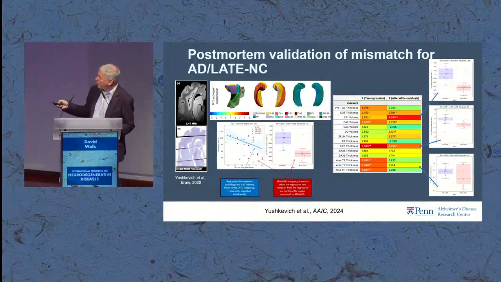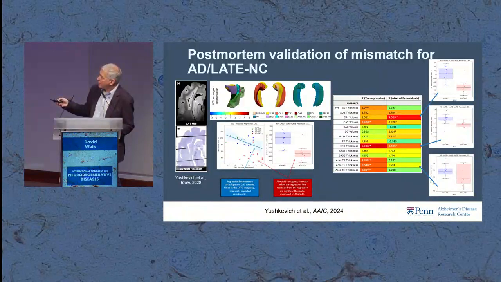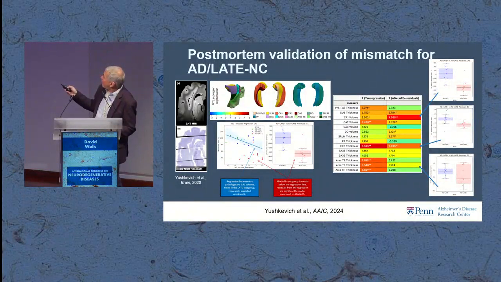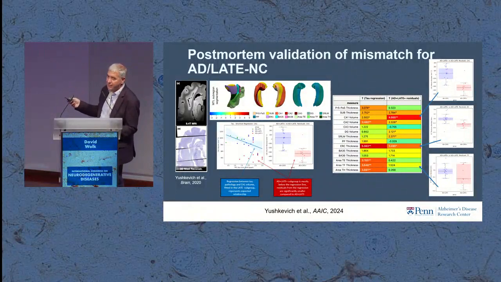And then we can look at our TDP-43, our LATE plus AD cases, and most of them fall well below that regression line. In fact, they fall below it in a pattern that's more anterior. It includes CA1, entorhinal cortex, somewhat subiculum, and then less so in more posterior and lateral regions. So that's in keeping with where there's TDP. I think this is a useful marker.